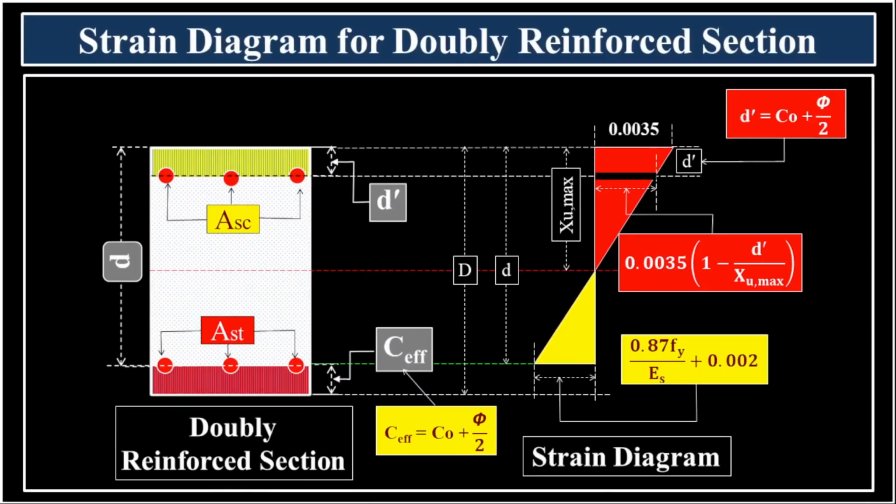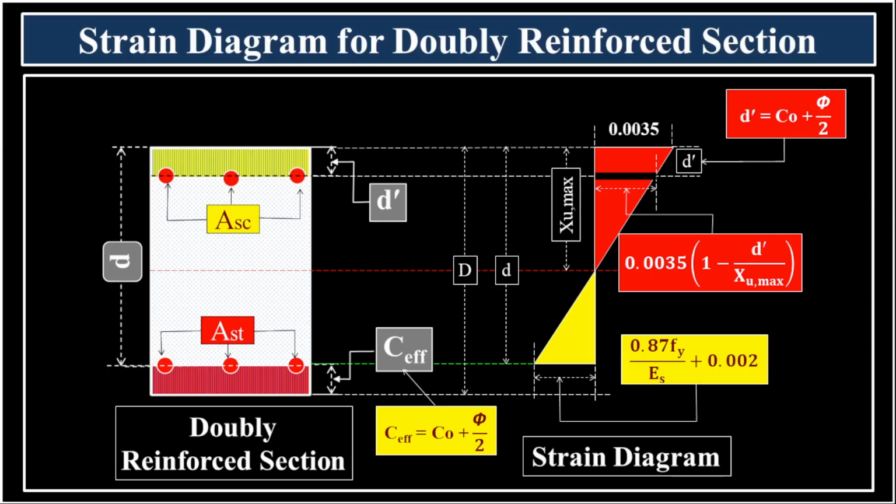This slide illustrates the strain diagram for a doubly reinforced section. On the left, we observe a rectangular section with reinforcement bars. ASC denotes the area of the compression steel, and AST represents the area of the tension steel. The effective depth is indicated by D, and it's important to note that D is equal to the overall depth, capital D, minus the effective cover.